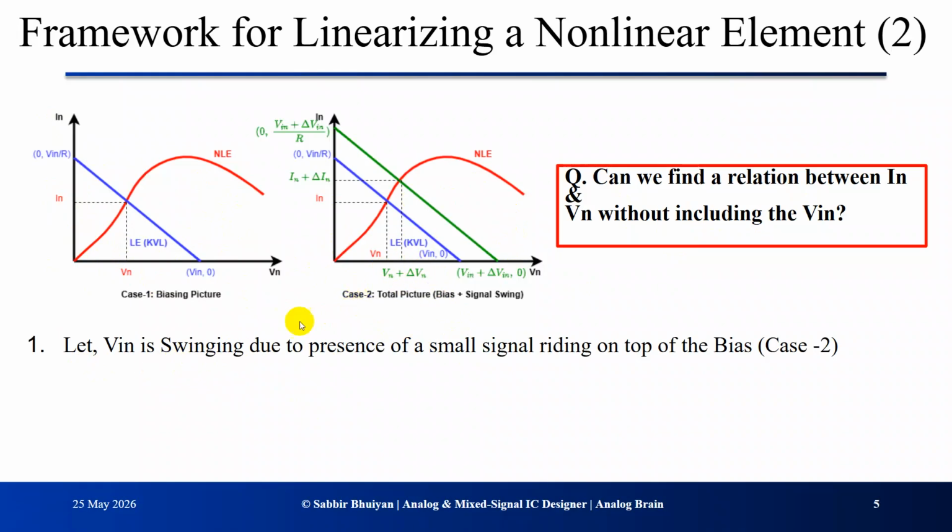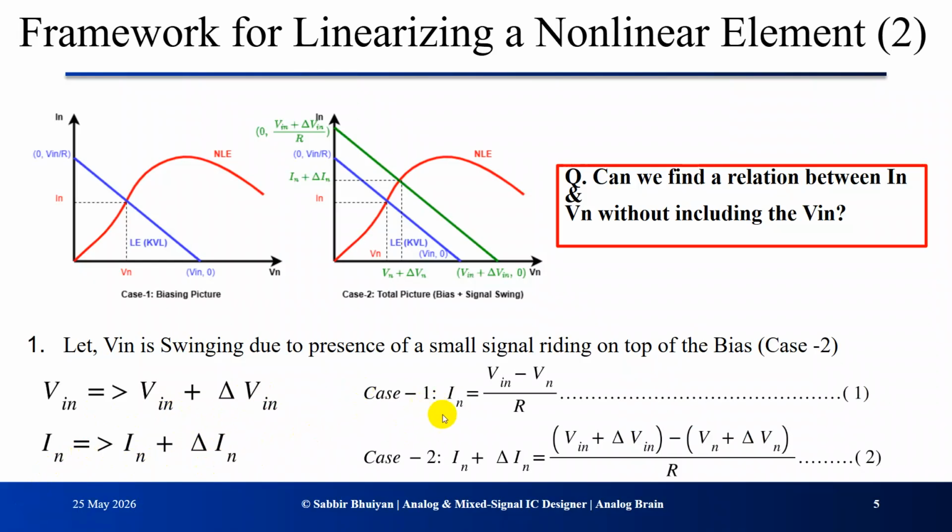Okay, let Vin be swinging due to the presence of a small signal riding on top of the bias. So this is case 2. This line which was Vin 0 will be Vin plus del Vin. This del Vin is due to the swing of the signal. So this load line is swinging up and down, up and down. Now Vin is not Vin anymore, it is Vin plus del Vin, and IN is not IN now, it is IN plus del IN. This current is generated due to the small signal.